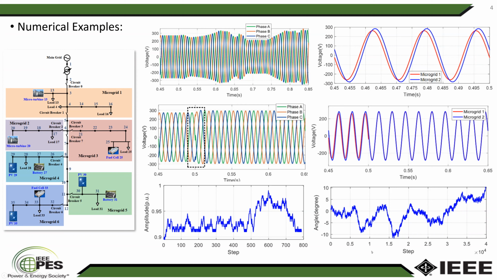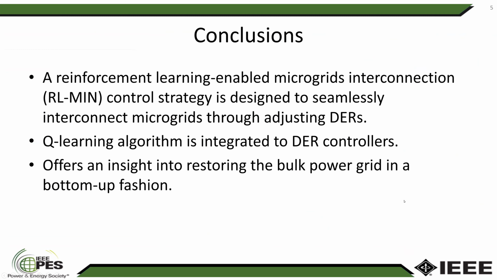The last 2 figures show the reinforcement learning result. The left figure shows the amplitude training result, and the right one shows the voltage angle result.